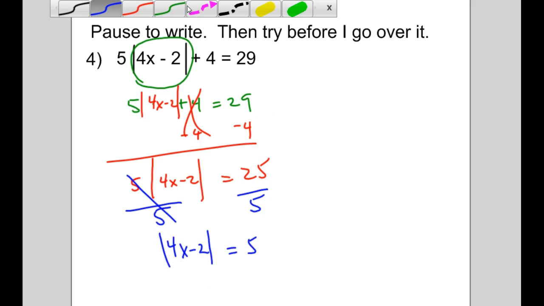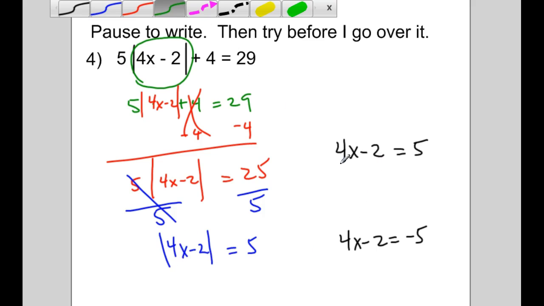And since it's isolated, you can write 2 separate equations. The first one would involve the stuff that's within the absolute value to equal 5, and the stuff that's within the absolute value to equal negative 5. You only write the positive and negative here, positive 5, negative 5, once this has been isolated. Nothing else is on the left side of the equation, except for the stuff in the absolute value.